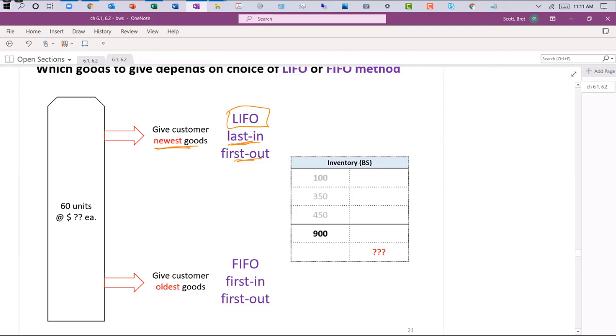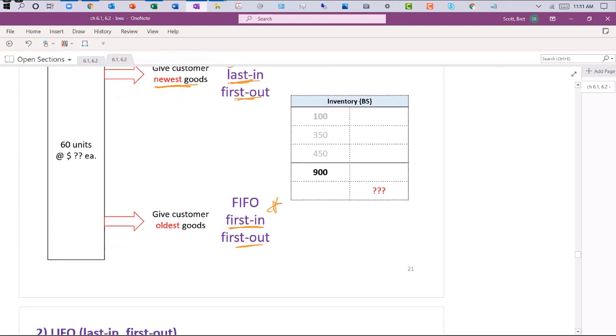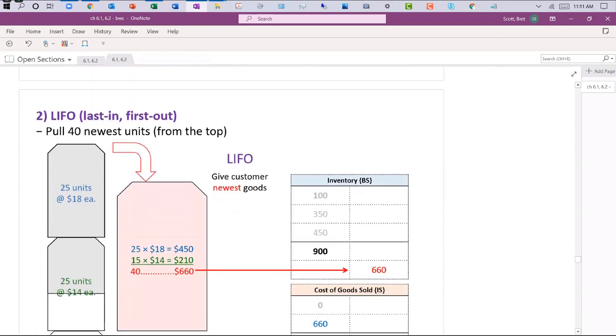If we're pulling from the bottom, it means the first stuff that went in is the first stuff that goes out. This is the preference for most companies: get rid of the old stuff because they don't want a lot of old stuff hanging around. Okay, so LIFO and FIFO, how does that look?